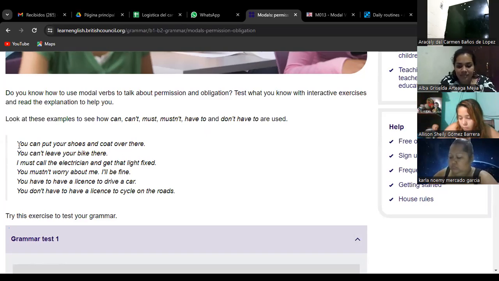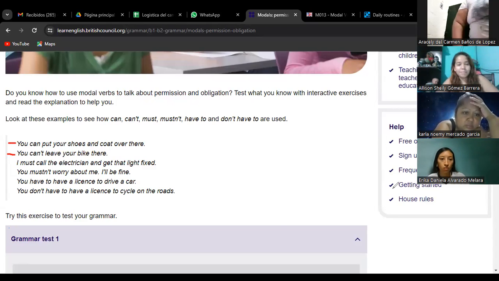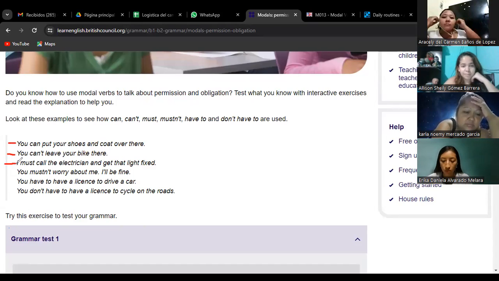Okay, so Alba, can you read the first example, please? You can hold your shoes and coat over there. Okay, yes. Allison, next example. You can leave your bike there. Okay, Carla, next example.